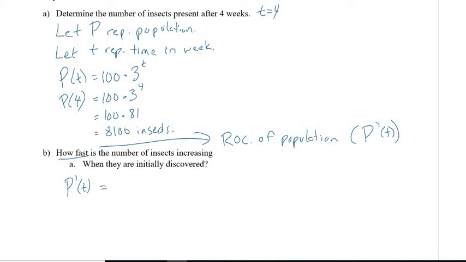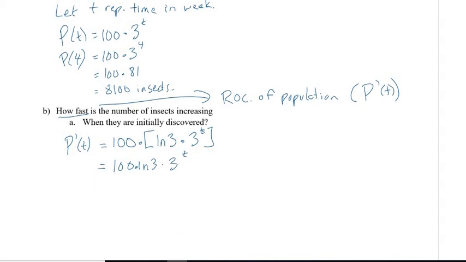And we said that's going to be, the original was 100 times 3 to the t. So we're going to do the derivative. 100 is the constant multiple, so that stays the same. And we said for 3 to the t, that's going to be natural logarithm of 3 times 3 to the t. That's going to be 100 natural log of 3 times 3 to the t.